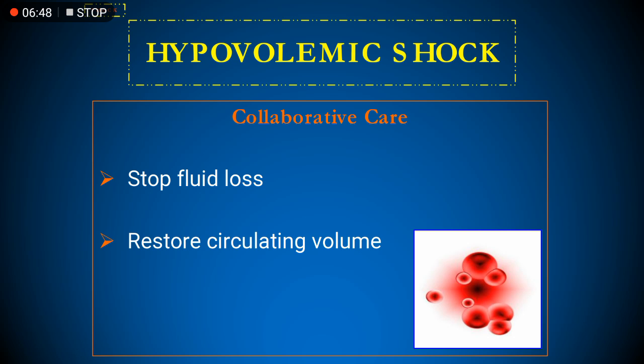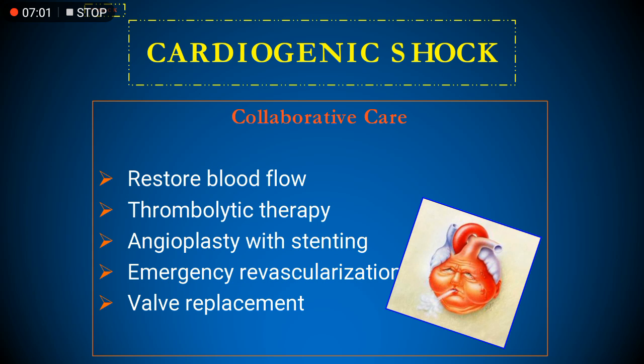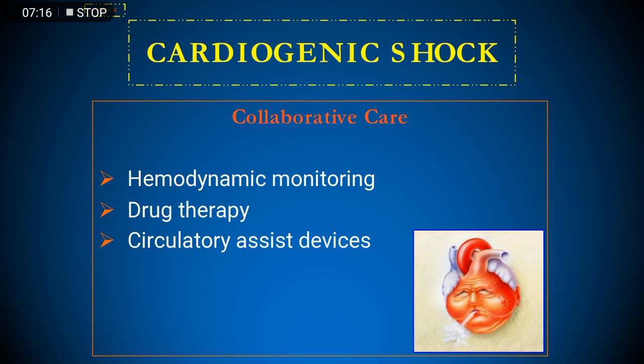Specific management for each type of shock. For hypovolemic shock includes control and identification of the loss, and then restoration of circulating volume. For cardiogenic shock, it is important to restore blood flow, thrombolytic therapy, angioplasty with stenting, emergency revascularization, and valve replacement. They can as well put a patient on continuous hemodynamic monitoring, drug therapy, and circulatory assistive devices.